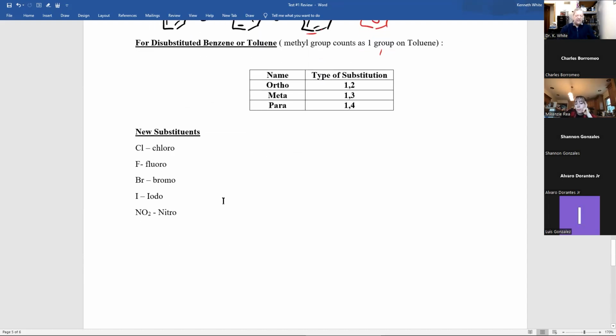Now, I hadn't done it until now, but some other substituents, Cl chlorine on something, it's called a chloro. F is fluoro, Br bromo, iodine, I is iodo, and a new group, NO2, where the bond is to the nitrogen, is a nitro group.